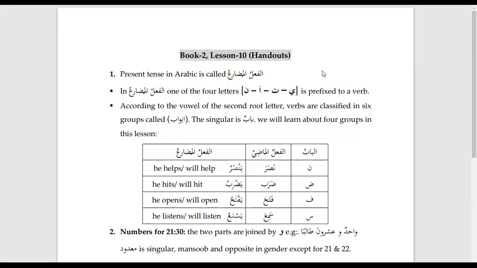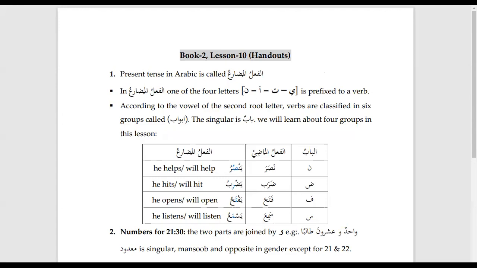Okay, present tense. How do we use present tense, and how do we know that it's present tense or past? It starts with one of these four letters: Noon, Alif, Ta, Ya.